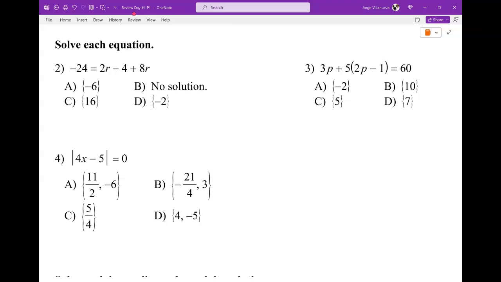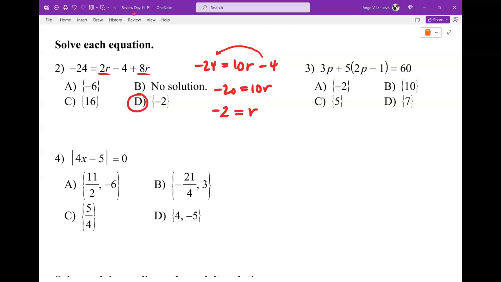So here we go. For number 2, we have -24 equal to 2r minus 4 plus 8r. These are like terms. I can add them together. So that's -24 equals 2r plus 8r, that's 10r, minus 4. If I add 4 to the left side, I'm going to move this -4 that way. I'm going to add it. That gives me -20 equal to 10r. And then I'll divide by 10. So r is equal to -2. That's D.